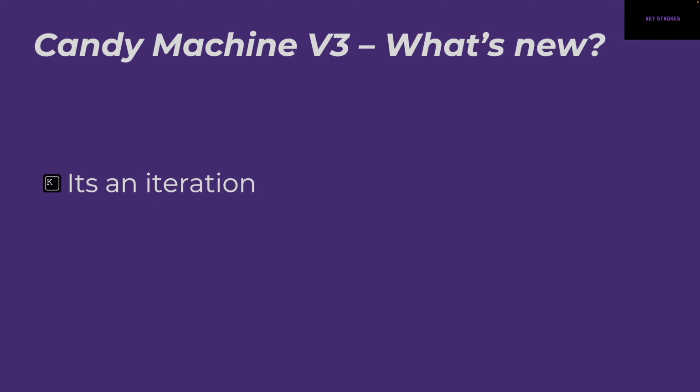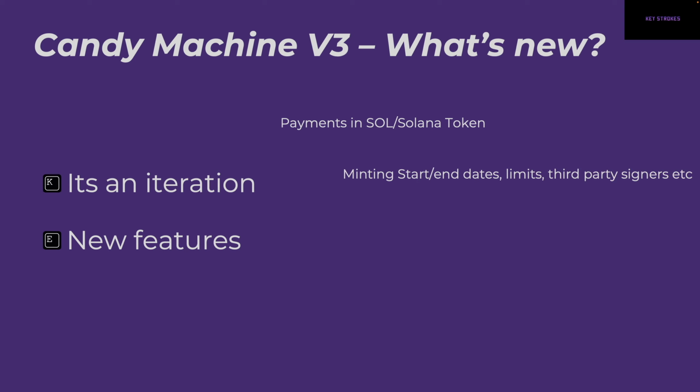So as I said before, it's not really deprecated. The previous versions are just marked as obsolete. And now even the Candy Machine V3 documentation says that it's an iteration. It has added a lot of new features and honestly, I'm very impressed by them. So we have always had payments in SOL or in any other Solana tokens. We knew that we can set minting start and end dates and all kinds of limits, have third-party signers and whatnot. We could also restrict the mint to specific NFT or token holders.